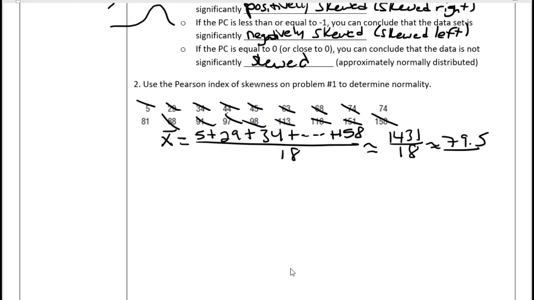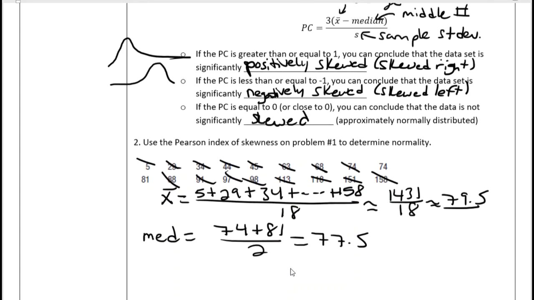So we have two middle numbers, 74 and 81. In order to find the median, we need to average those two numbers: add them up, divide by 2. When we do that, we get 77.5. I want to make sure that's correct. So yes, 77.5. So that is our median.